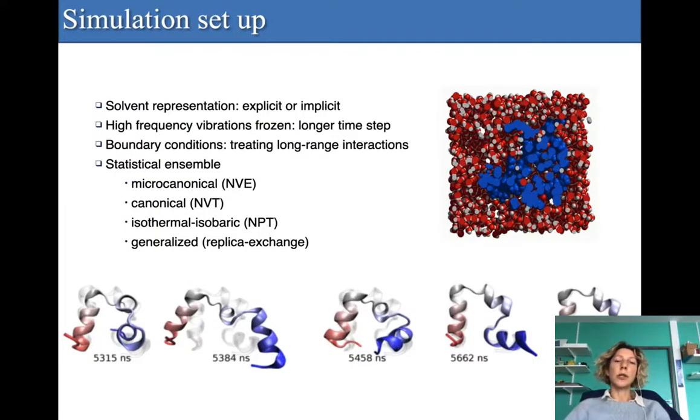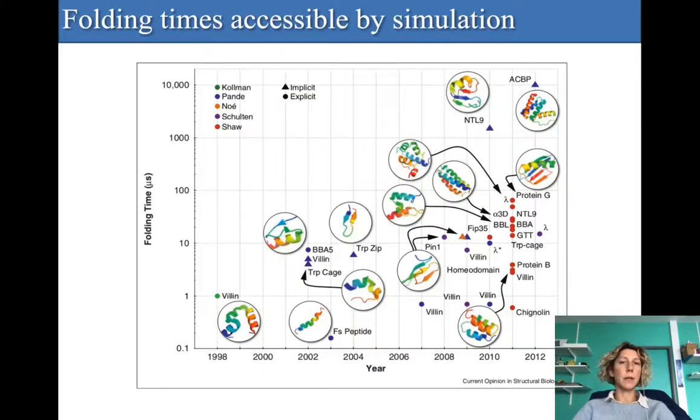How do you set up the simulation? You choose your solvent, you freeze the high frequency vibrations, you need to define boundary conditions, so you can use periodic boundary conditions, you just replicate your cell to infinity, and you choose the canonical, the statistical ensemble you are working with, meaning you need to choose what are the parameters that are going to remain fixed along the simulation, knowing that you need to have the total energy conserved, remaining fixed all the time. So here are some snapshots of a simulation of about 5,000 nanoseconds, so 5 microseconds.